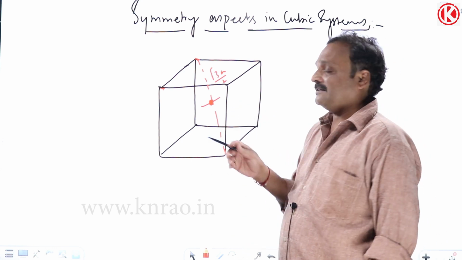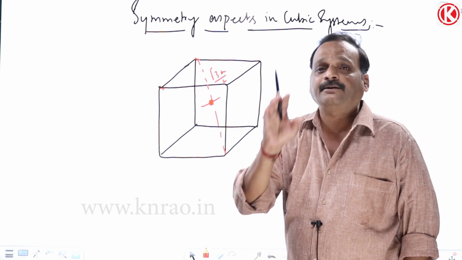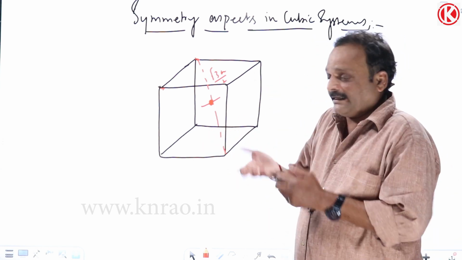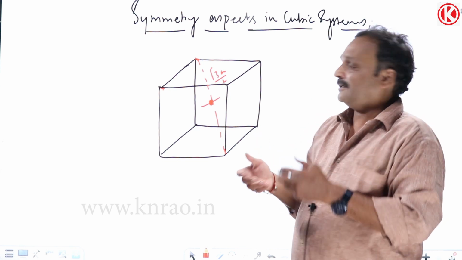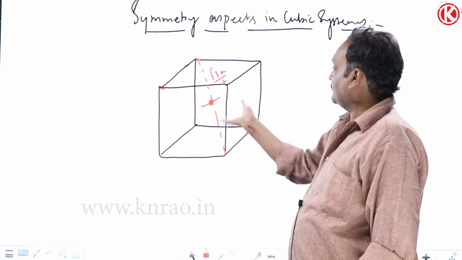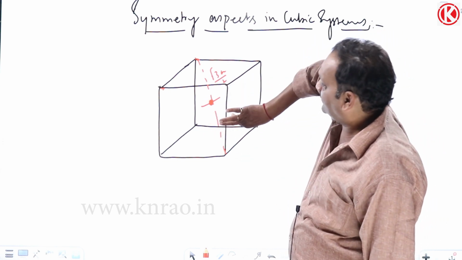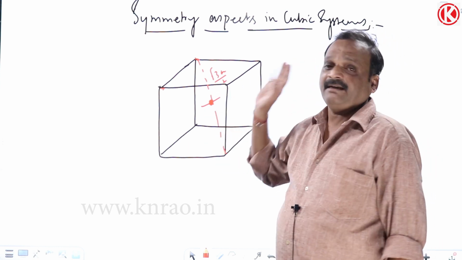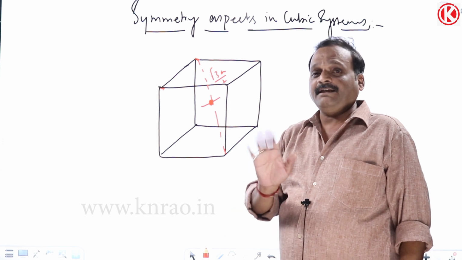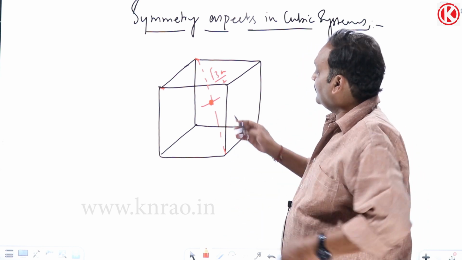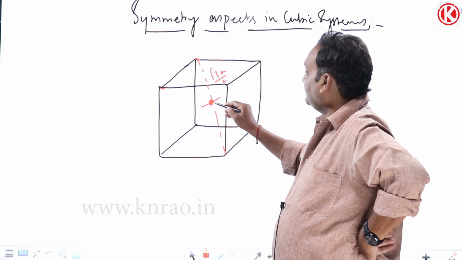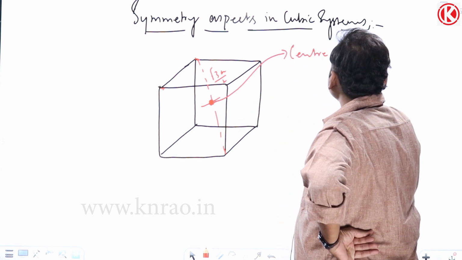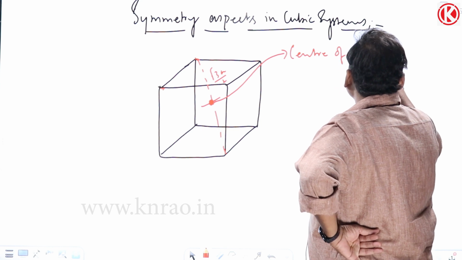The body center is the most symmetric point in the cube. You invert the cube about the body center, in any direction, and you will get the same picture. You can rotate like this, or invert like this, and after that operation the cube appears the same as before. There won't be any change in the appearance of the cube. So the body center is the most symmetric point in the cube. I'll call it the center of inversion.